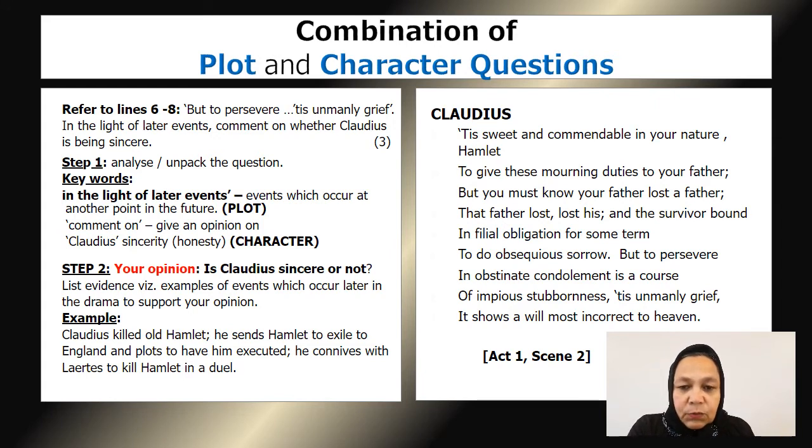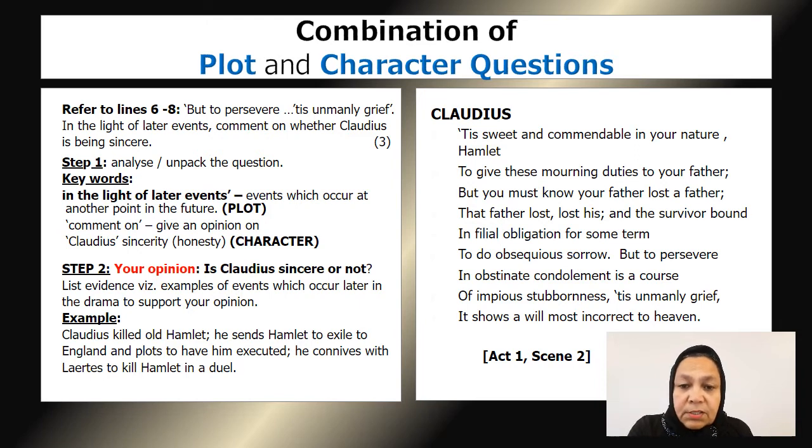So the instruction, or the question, is: refer to lines 6 to 8, but to persevere, 'tis unmanly grief. If we look at lines 6 to 8, it basically says, but to persevere in obstinate condolement is a course of impious stubbornness, 'tis unmanly grief. So there are 3 lines in total, and as I mentioned earlier, the examiner does not quote all 3 lines because it is unnecessary, as the extract is there. I find that sometimes students only focus on the words that have been quoted.